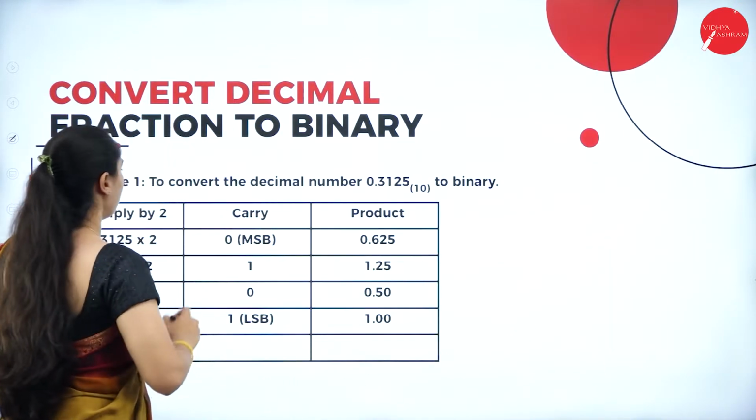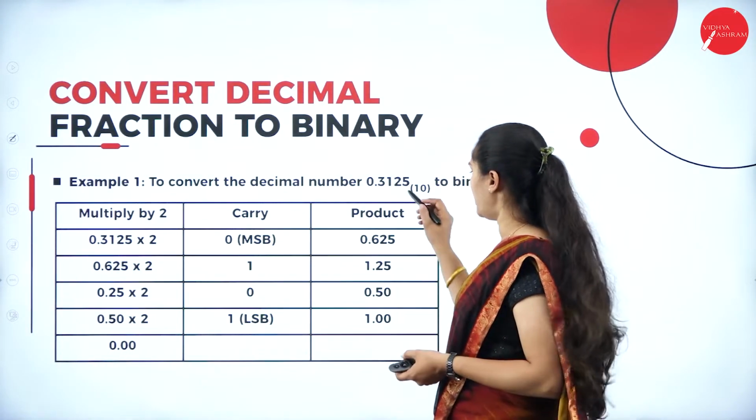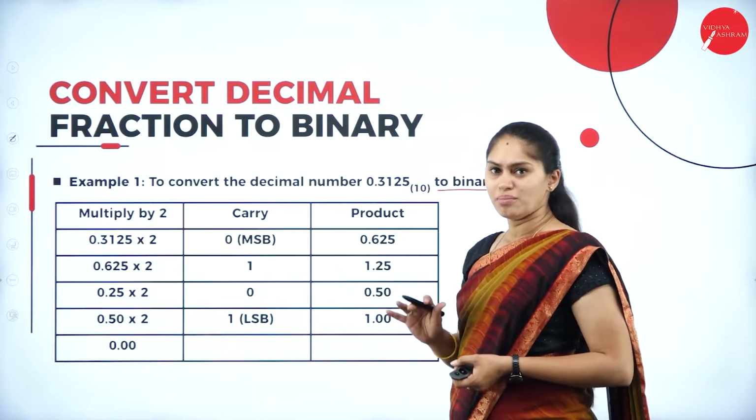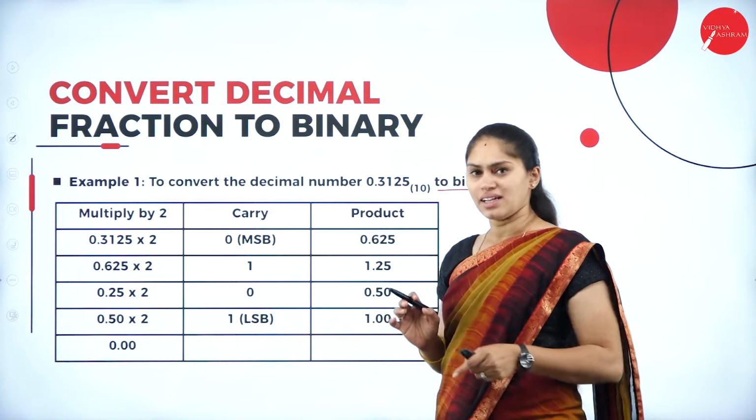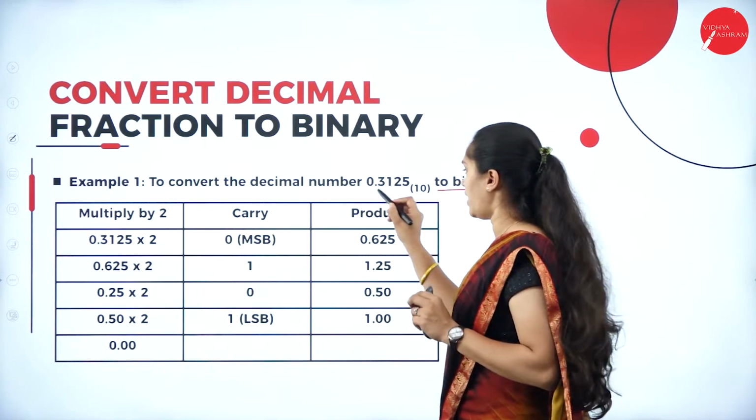We'll see the question here. I have an example: 0.3125, which is of base 10, needs to be converted into binary. So now you need to understand, do we have any whole numbers here? Yes. What is that? 0. Fine.